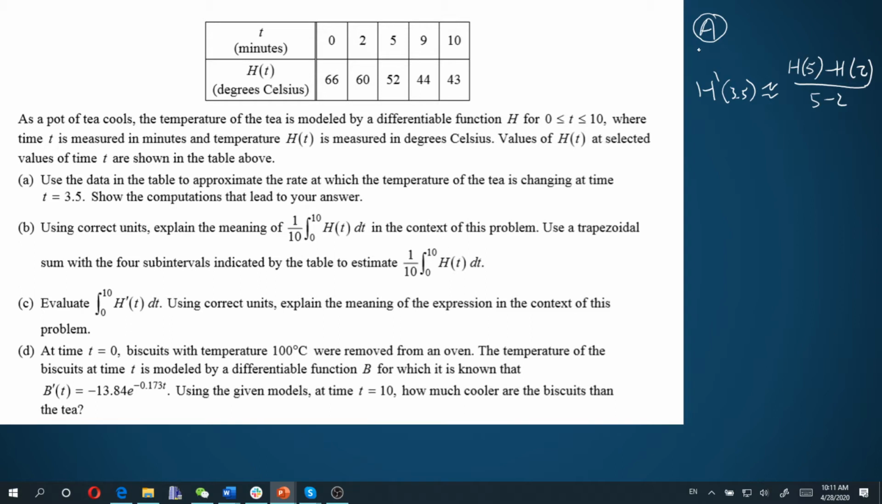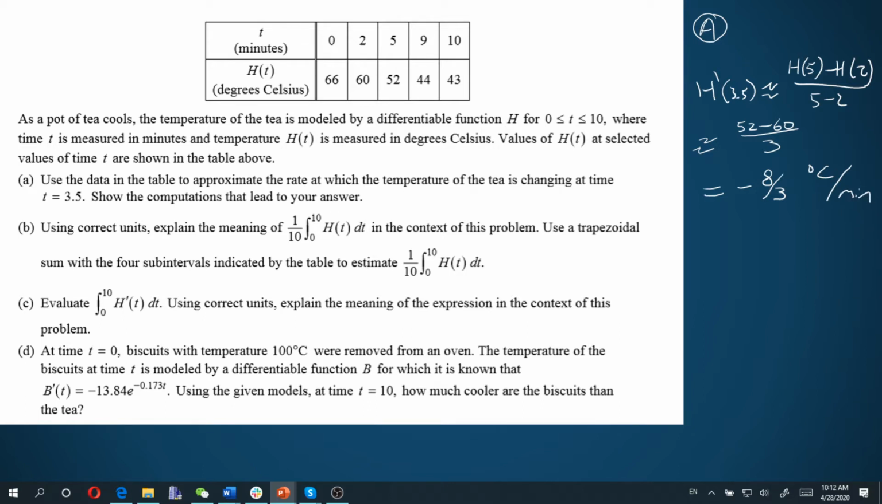Okay, and then we'll plug in from the table. So h prime at 3.5 is roughly equal to h at 5, which is 52, minus h at 2, which is 60, over 5 minus 2, which is 3. So that's negative 8/3. What are my units? Degrees Celsius per minute. Perfect.